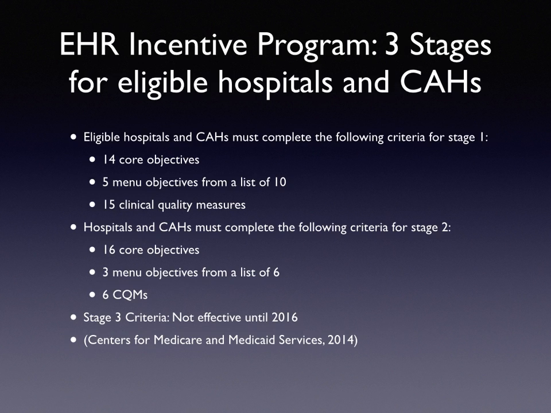So now these are the three stages for the eligible hospitals and the CAHs, sorry, which means critical access hospitals. These ones require 14 core objectives, so one more than EPs. Also, 5 menu objectives and 15 clinical quality measures. And then for stage two, as you can see right there, the criteria bumps up a little bit. So that's just a little brief overview about that.